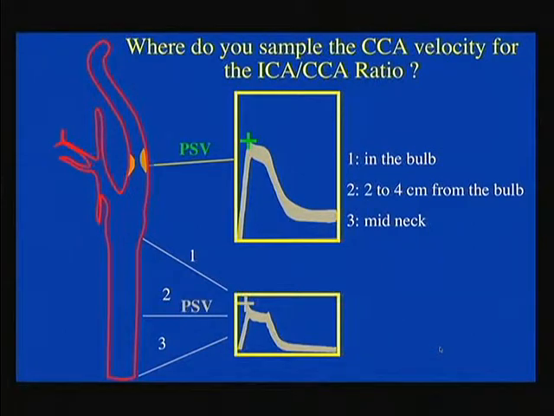Okay, when you sample the common carotid artery, where do you take your ratios? I think we've gone through this. This is just to remind you that there are 3 levels you could do it at. In the bulb itself, where things are nice and big, so it should be really easy. In the distal common, about 2 centimeters from the beginning of the bulb, being defined as the area that dilates. And finally, in the mid-neck somewhere, because it's easy. You always see the common in the mid-neck.